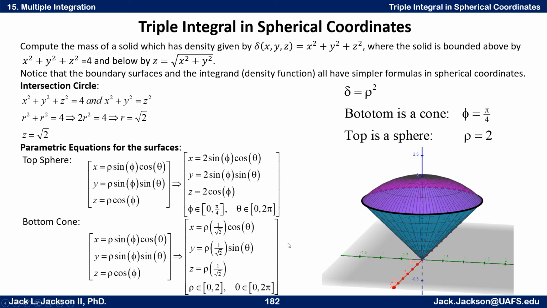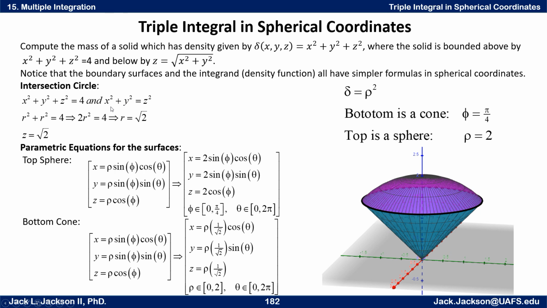Now let's look quickly at this intersection. I've said that this is a circle. So let's see if I can show you how this works. We have x squared plus y squared plus z squared equals 4 on the top, and x squared plus y squared equals z squared on the bottom. I got that by squaring both sides here.